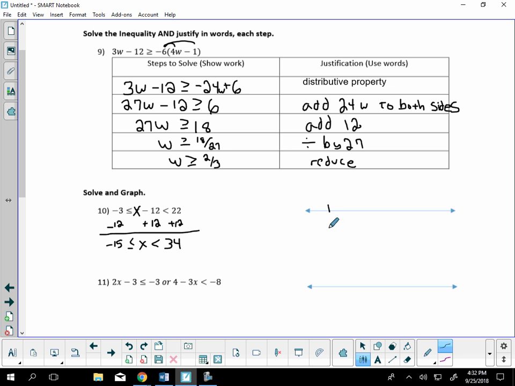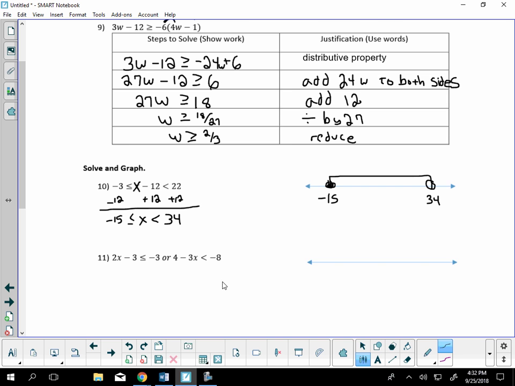So I'm not going to do all the hash marks here. -15, +34. It would be a closed dot at -15, open dot at 34, and it's shaded in between. I can tell it's in between because that x is in between those two numbers.